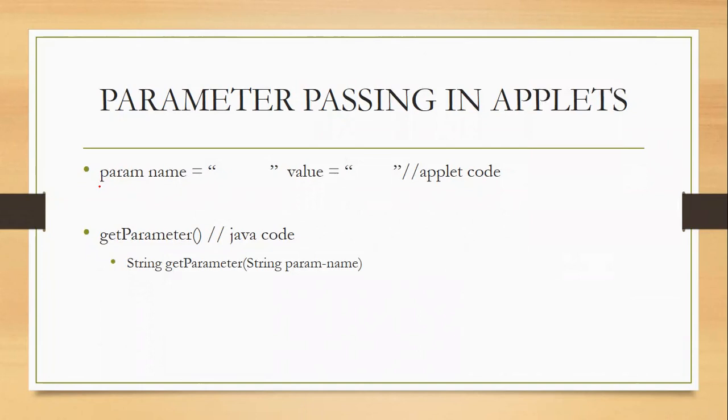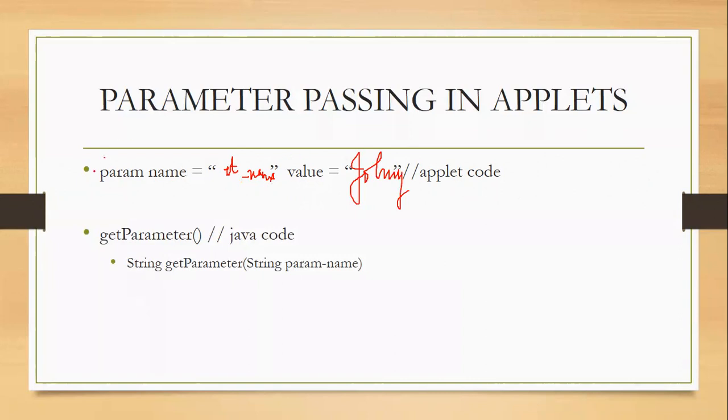One is inside your applet code, you will have something called param name. It is a keyword. Param, P-A-R-A-M, name, N-A-M-E, equal to, in quotes, you will give the parameter name. For example, if you are giving student underscore name. That is your parameter name, and you can give in a value over here, like value, let's say Johnny. So the student name is Johnny.